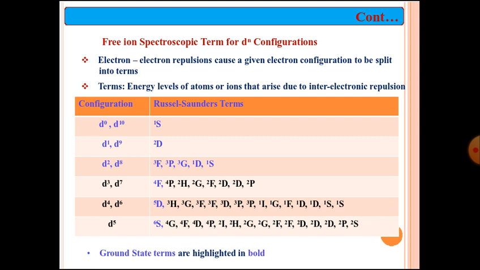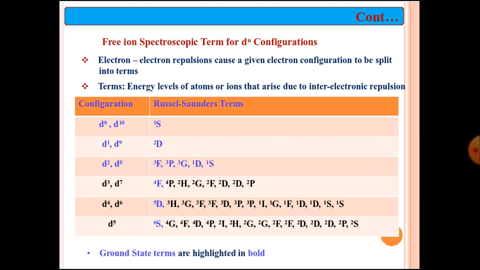The d0 and d10 configurations give the 1S term. For d1 and d9, which add up to 10, the result is the term 2D. Then d2 and d8: the next energy levels are 3F, 3P, 3G, 1D, 1S. Similarly for d3 and d7, the terms are 4F, 4P, 2H, 2G, 2F, 2D, 2D, 2P.